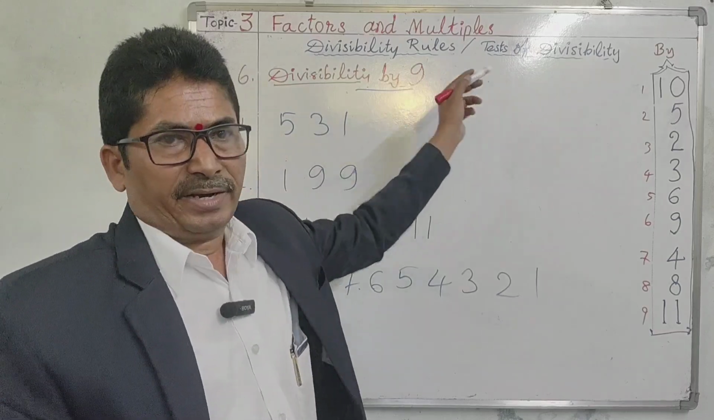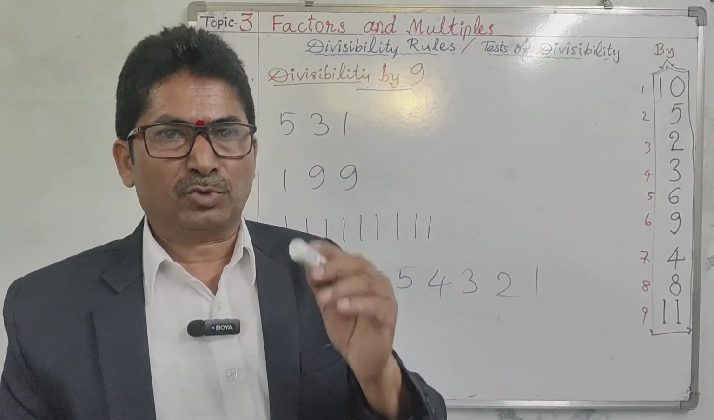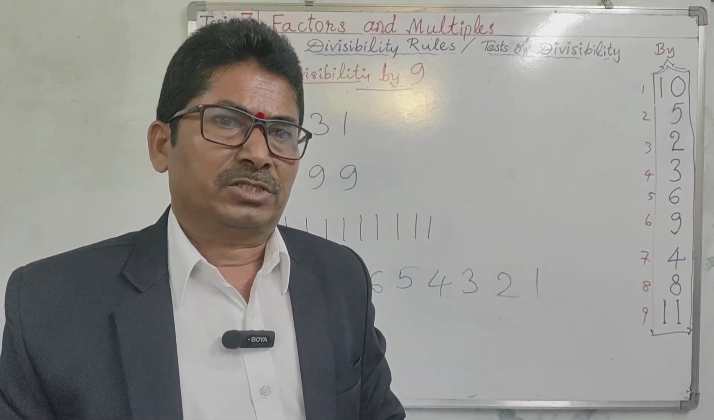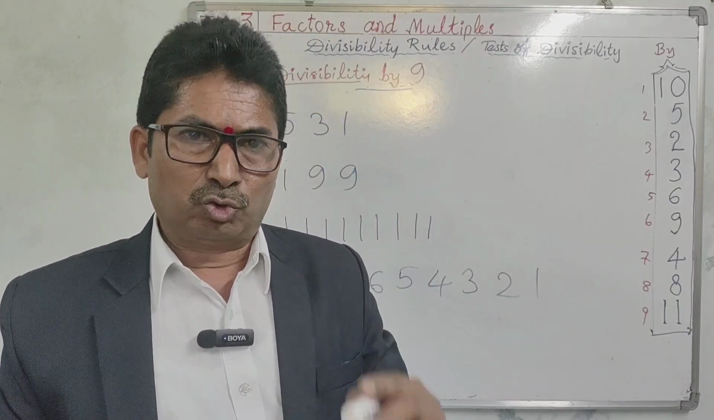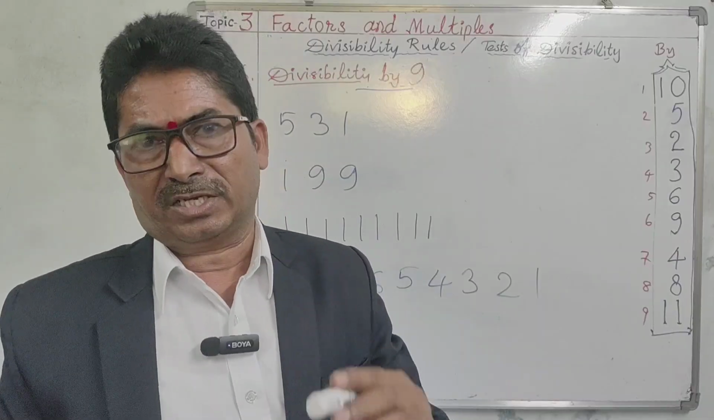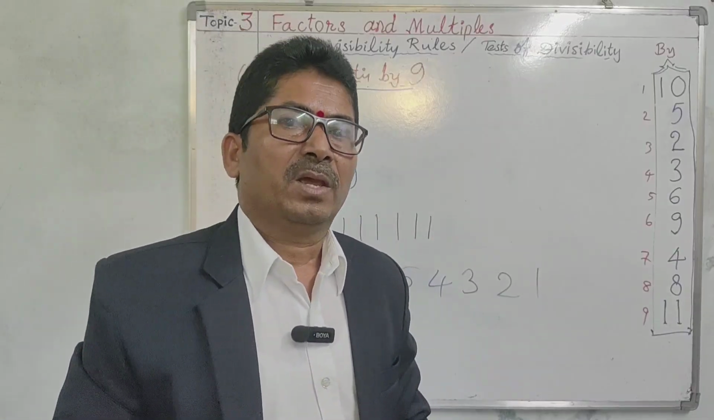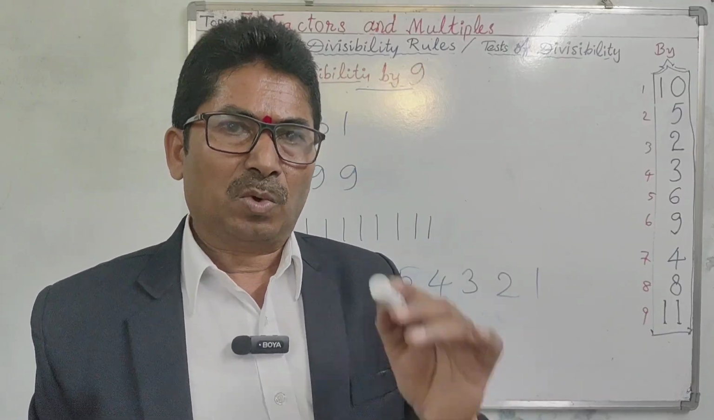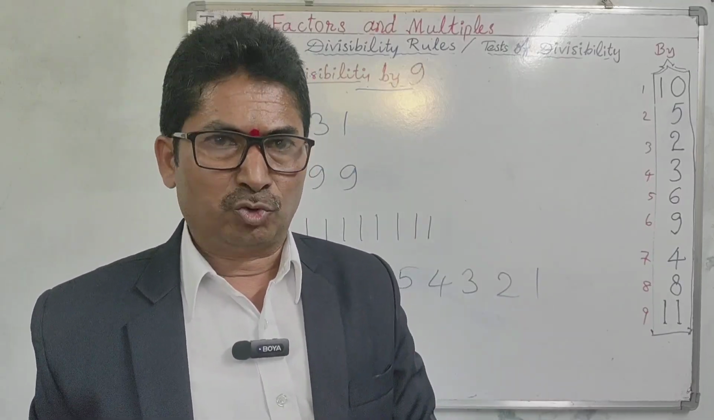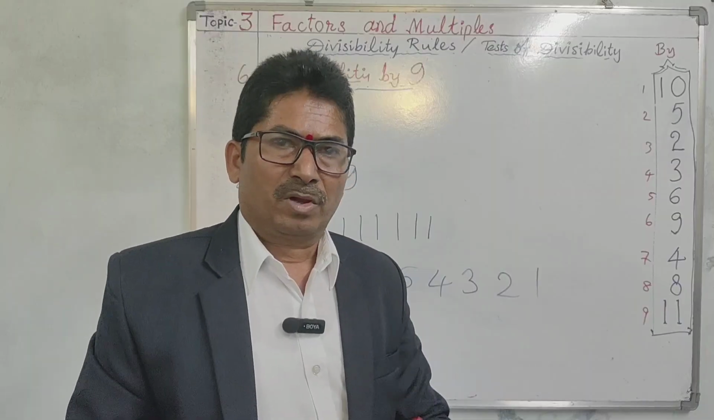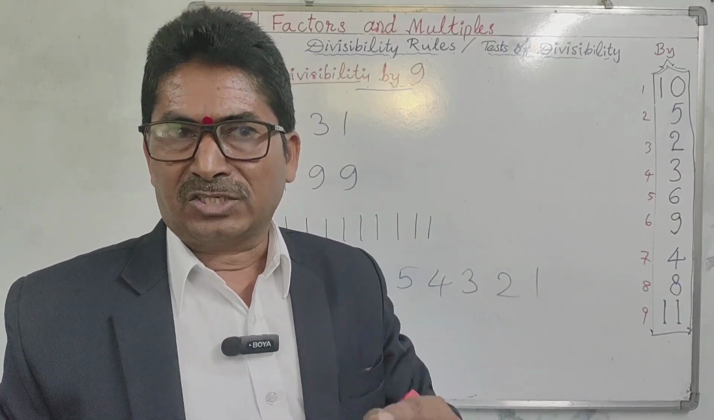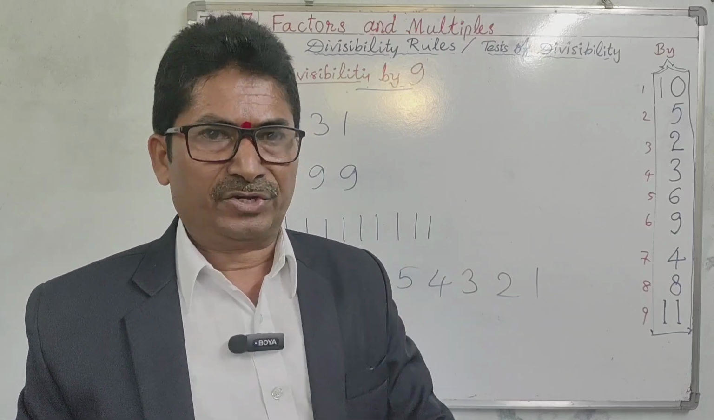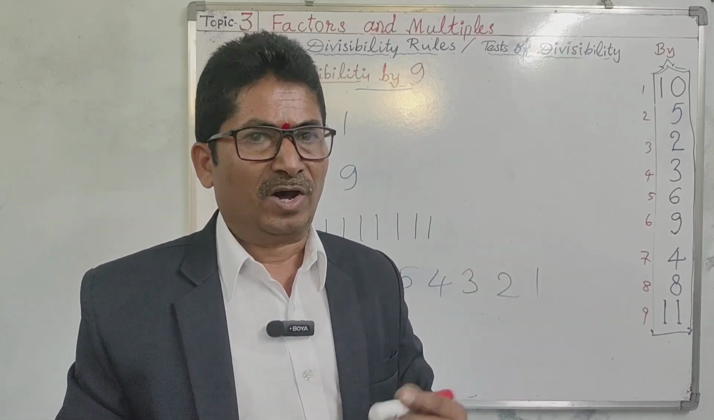Sixth one, divisibility by 9. What is the divisibility rule of 9? If the sum of all the digits of a number is exactly divisible by 9, then the number is exactly divisible by 9. In other words, if the digital root of a number is only 9, then the number is exactly divisible by 9. Every time I will consider this second rule only, but if you wish, you may follow any rule.